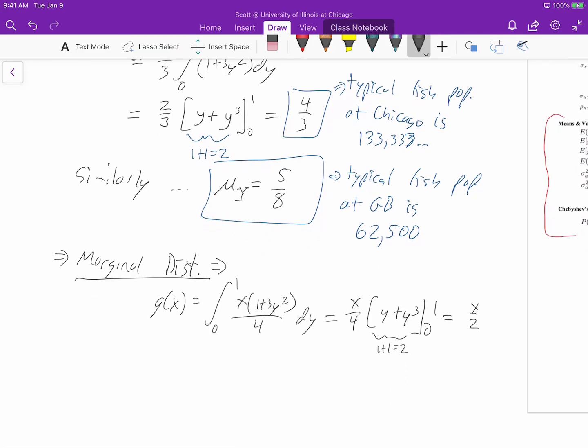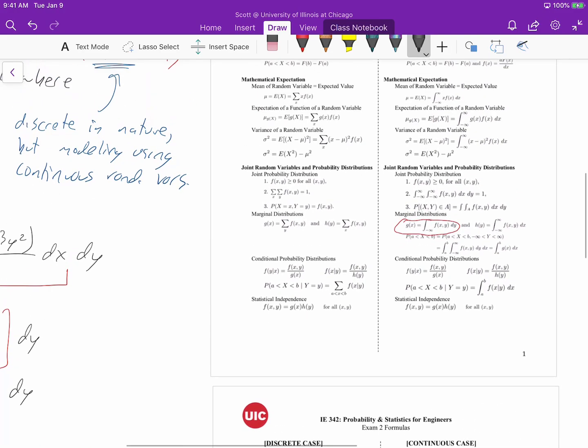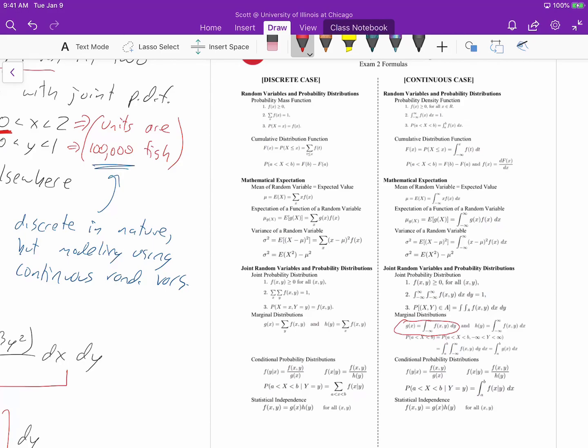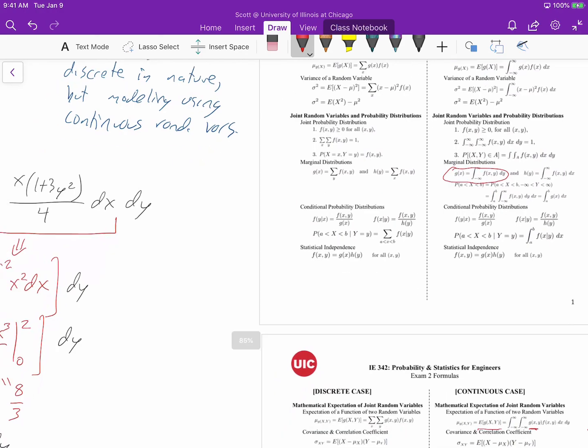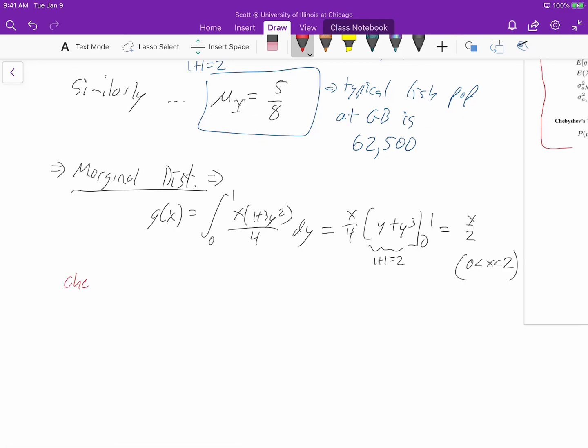Now this is basically our PDF for just the Chicago fish population all by itself. This is defined for x from 0 to 2. Those are the bounds. Another way to calculate our average values, going back to a single random variable, is to take the expected value, the random variable integrated, weighted by its own PDF. The marginal distributions are PDFs of individual random variables, so we should be able to check our work from above. Let's go check. Mu of x should equal the integral over all x of x times its PDF, which is g of x.